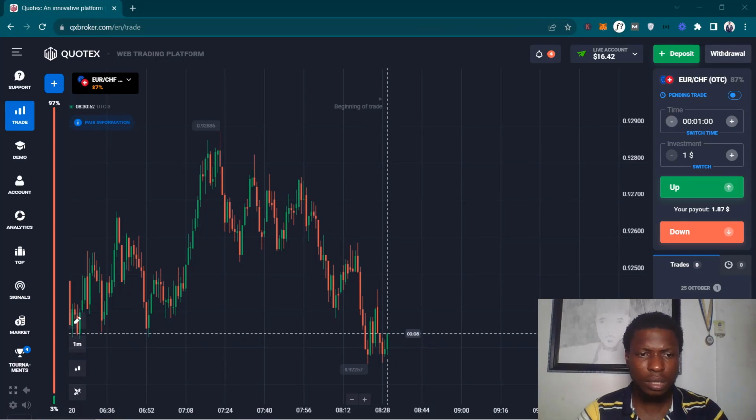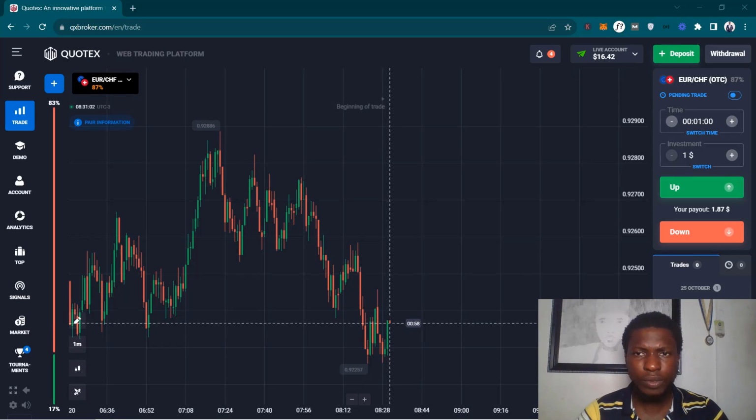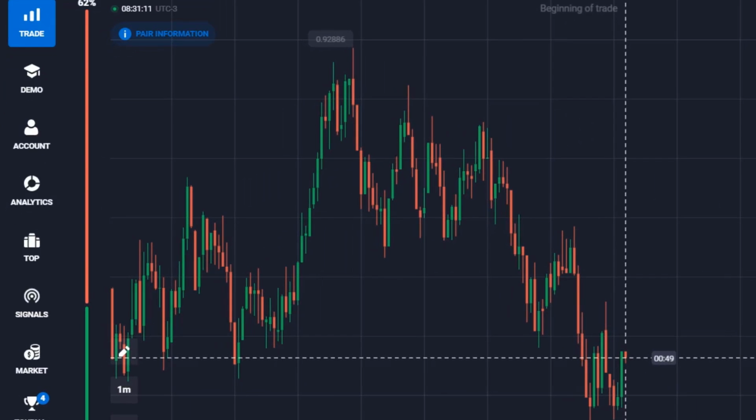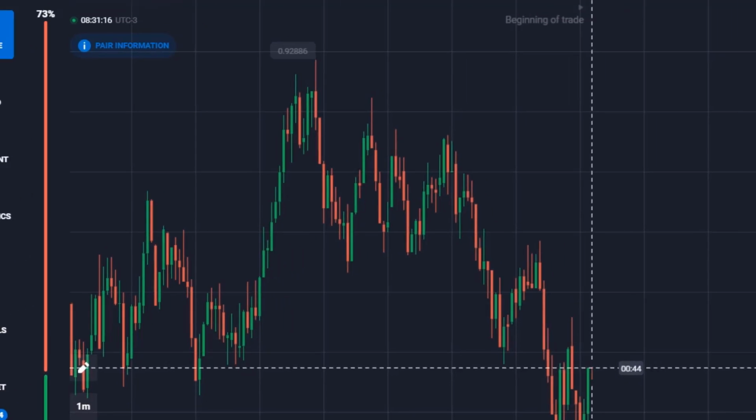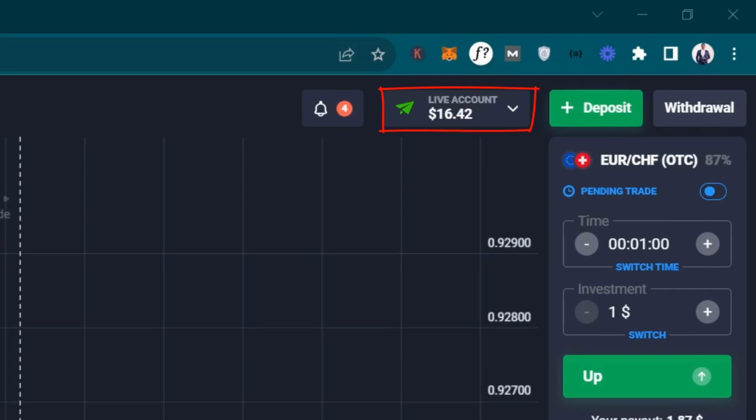All right, so we're here on the QXBroker platform, and as you can see, this is really an upward trend. And what we'll do is we're going to predict if this is going to go up or down. And from what I see, it's going to be an upward trend. Now, if you look at my balance over there, it's 16.42. So take note so that you see that everything is happening live before your very own eyes.